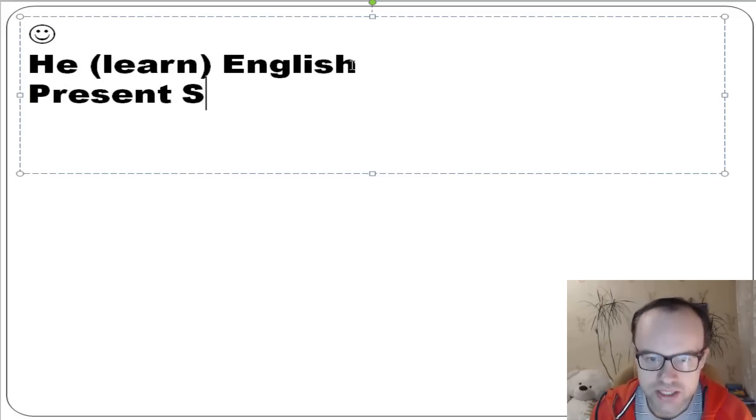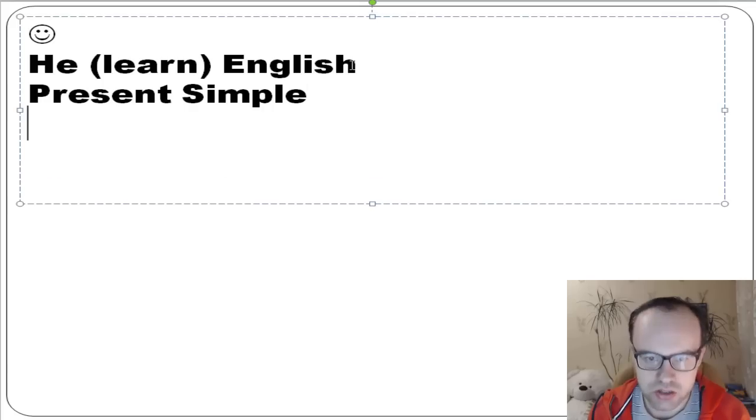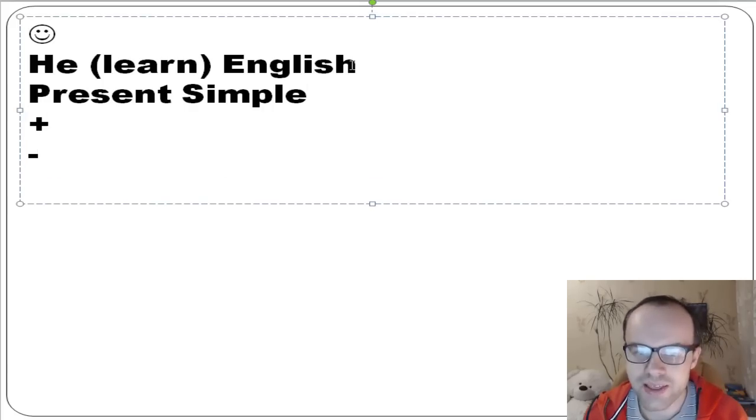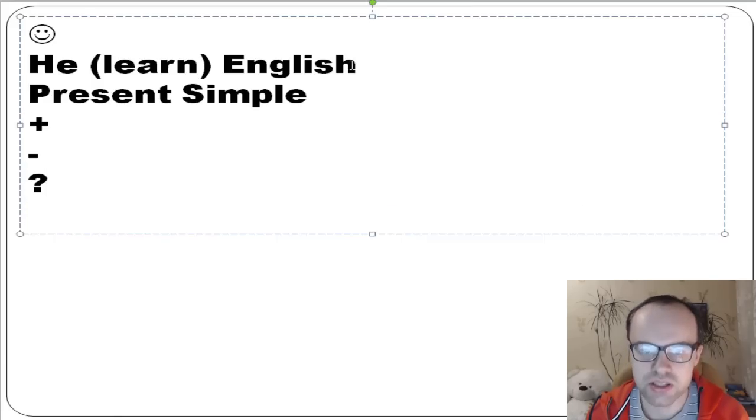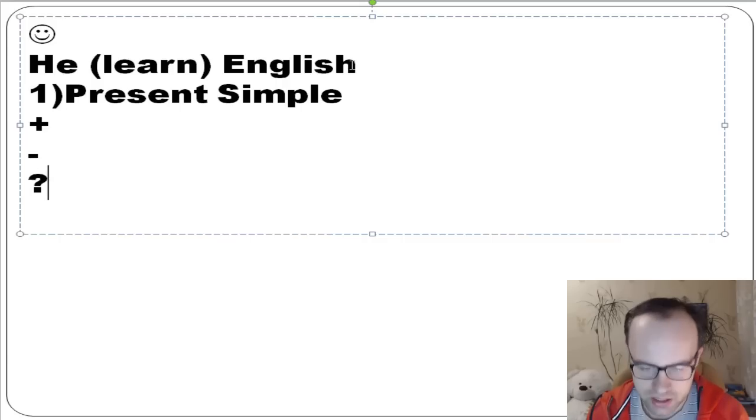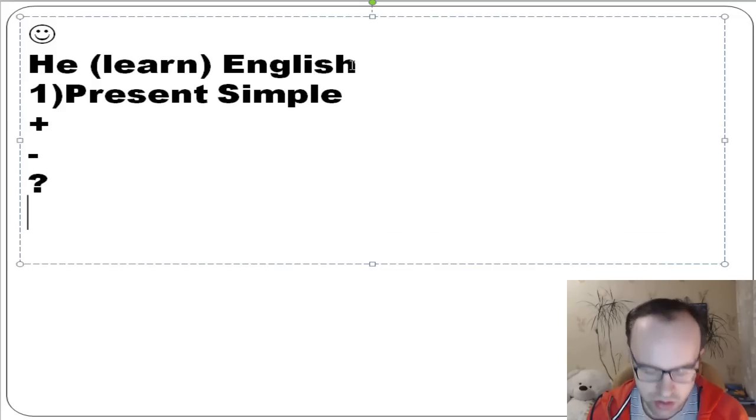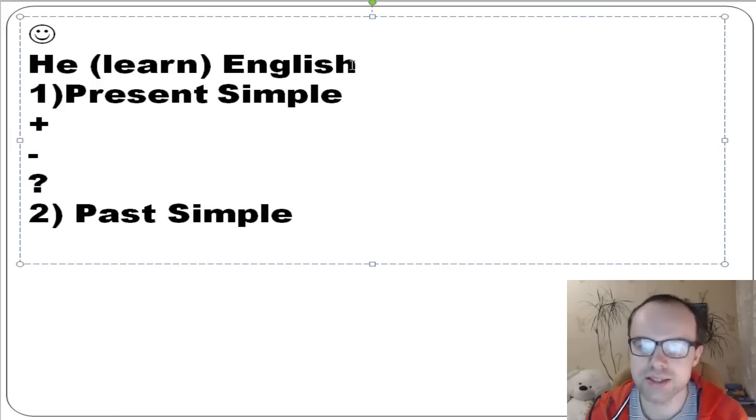You need to open the brackets and say it in different tenses. First in present simple, you need to say it in a statement, then you need to form a negative sentence and then a question, yeah? So it's the first tense. You need to do the same with the second tense, so past simple and so on. Okay, let's do this very important exercise together.